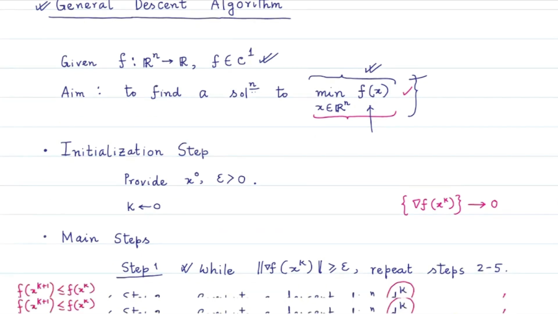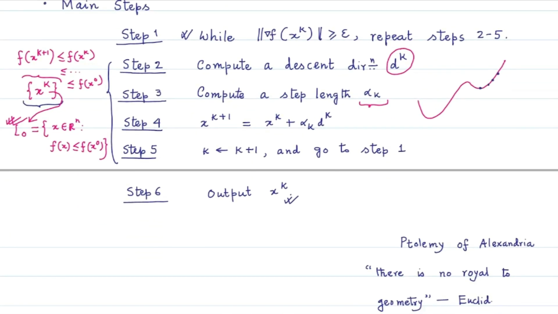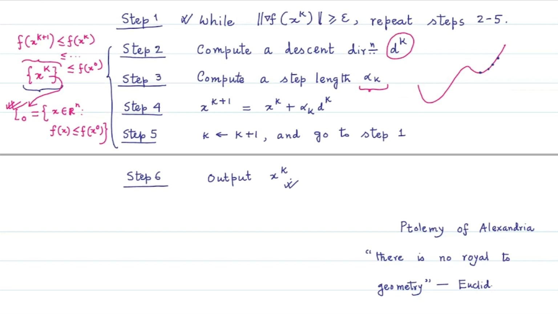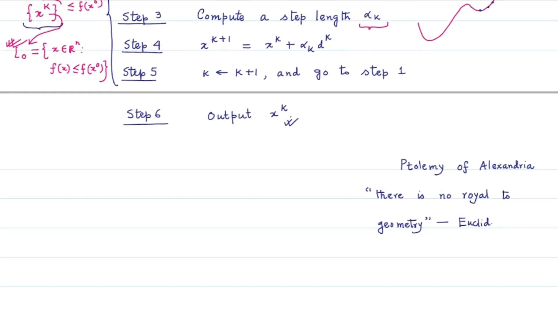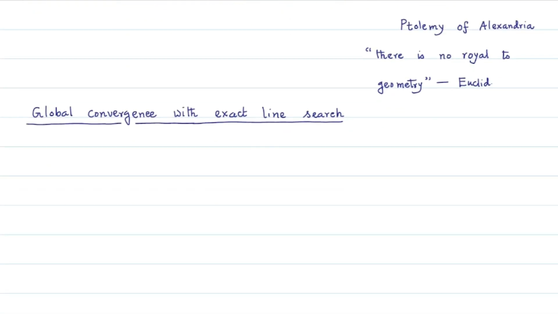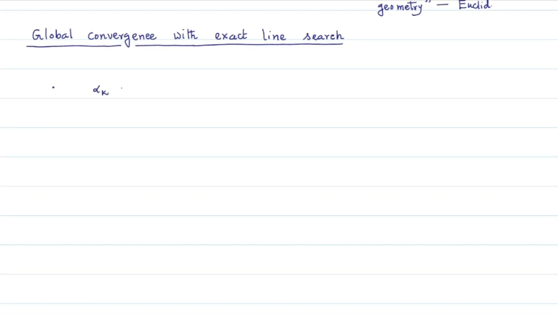Now let me go for proving the global convergence of a general descent algorithm when the step length alpha k is chosen with the help of exact and one of the inexact line searches. Let me first state and prove the global convergence result for exact line search. We recall that in exact line search, we choose the value of alpha k, the step length at the current iterate xk, by the rule that you minimize the function f along the direction dk emanated from the point xk.